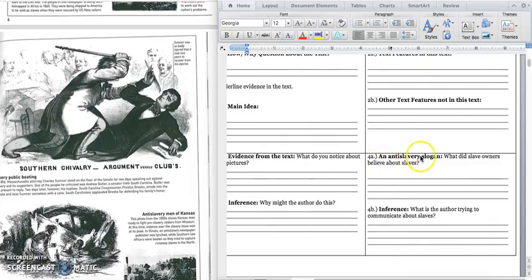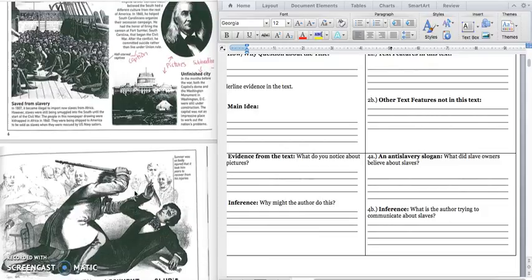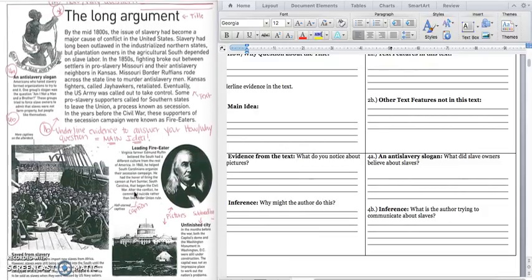It says an anti-slavery slogan. That means I need to find that subheading on the page. It's in the top left-hand corner. And it says, what did slave owners believe about slaves? So I need to read this caption to figure out the answer.